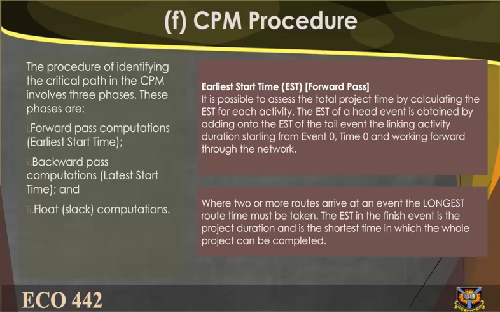Earliest start time (EST), forward pass. It is possible to assess the total project time by calculating the EST for each activity. The EST of a head event is obtained by adding onto the EST of the tail event the linking activity duration, starting from event 0, time 0, and working forward through the network. Where two or more routes arrive at an event, the longest route time must be taken. The EST in the finish event is the project duration and is the shortest time in which the whole project can be completed.